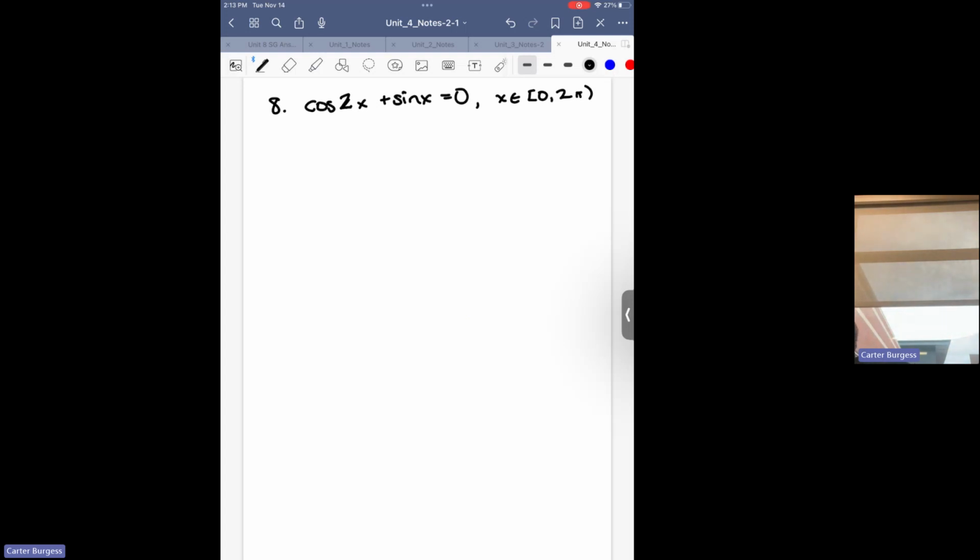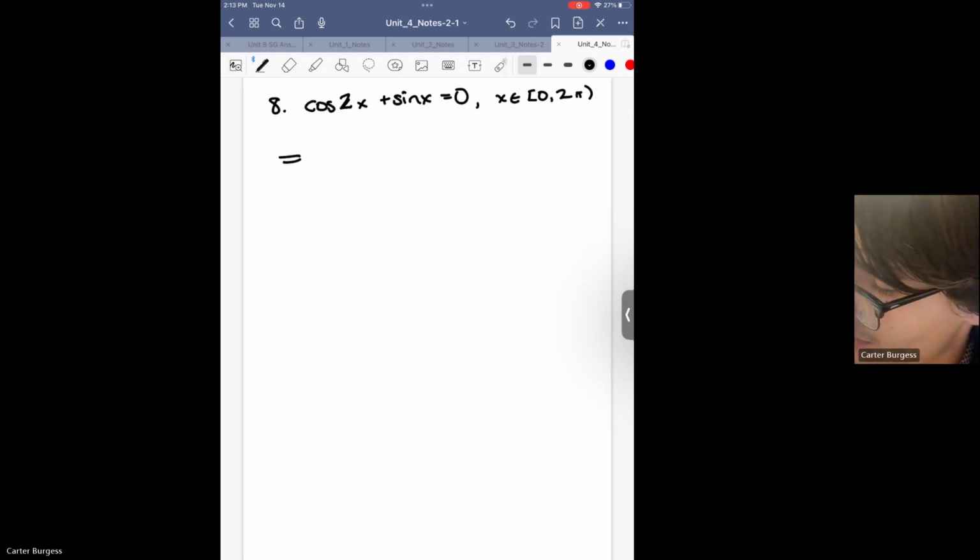Rather than dealing with that, let's try to use the double angle identities to see if we can't do something similar to what we did for 6 and 7. What is the double angle identity that is going to be most useful for me in this case? Cosine of 2x is equal to what? Yeah, it's probably the one that we should use. 1 minus 2 sine squared of x plus sine of x equals 0.